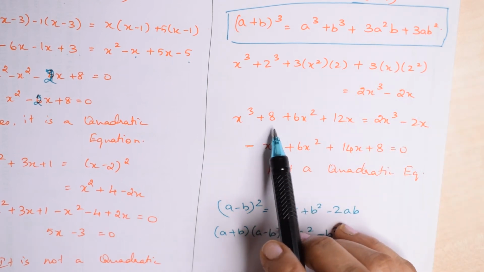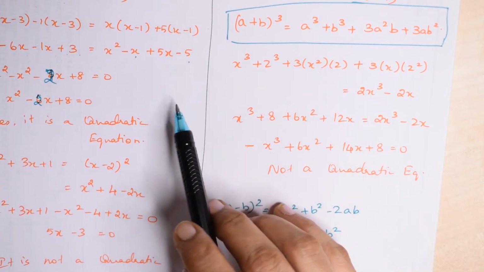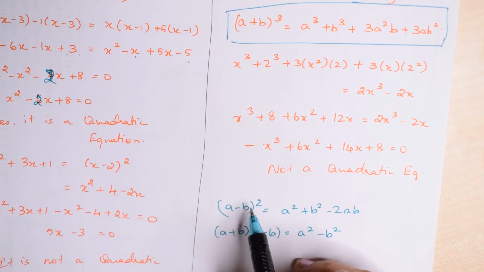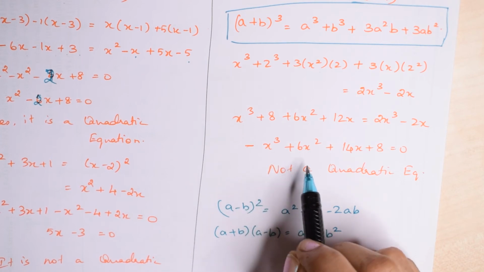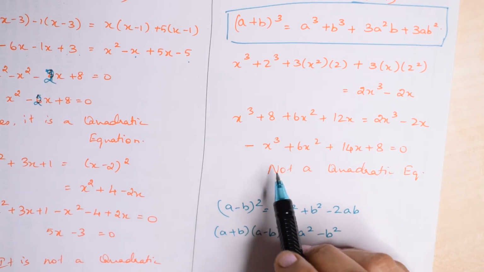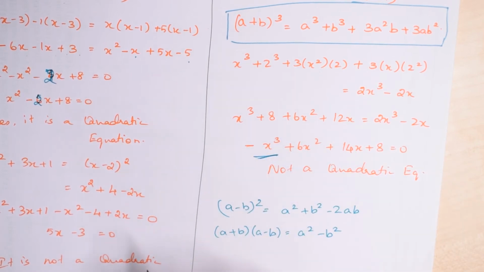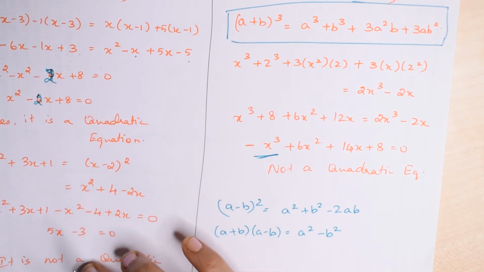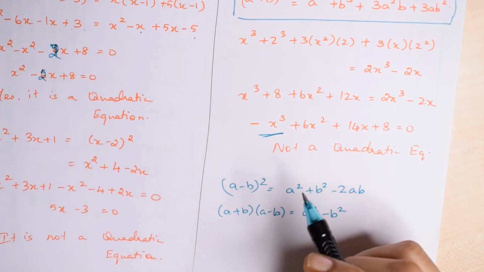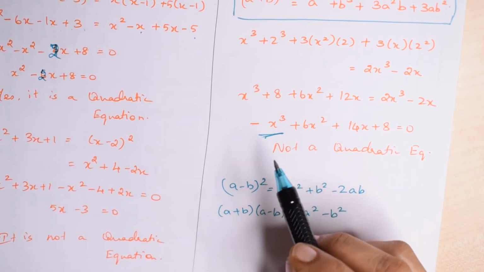And so when I am simplifying it, this 2x cube comes to the left hand side as minus, so minus 2x cube and plus 2x cube, it becomes minus x cube plus 6x square plus 4x plus 8. And here I said minus x cube is there. I don't want a cube in the equation. Only when it is a square, it is called a quadratic equation. So this is not a quadratic equation, as it is having a cube in the answer.